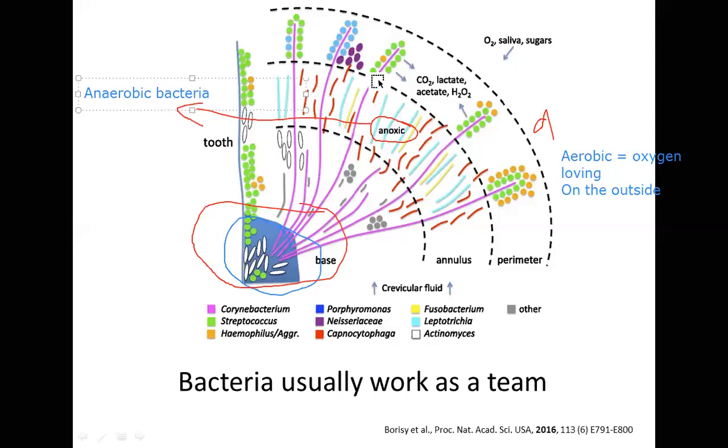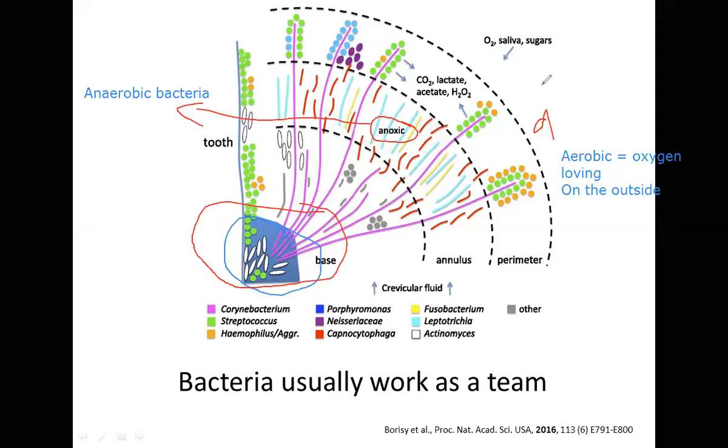So once again, all of the oxygen has been consumed by these bacteria on the outside, which enables the anoxic bacteria, or anaerobic bacteria, to survive in this relatively low oxygen environment. So as you can see, the types of species on the surface or periphery are different than the ones present just one layer below that surface.